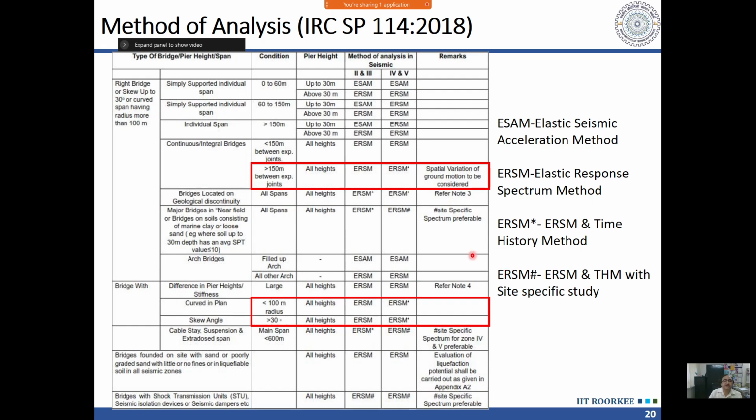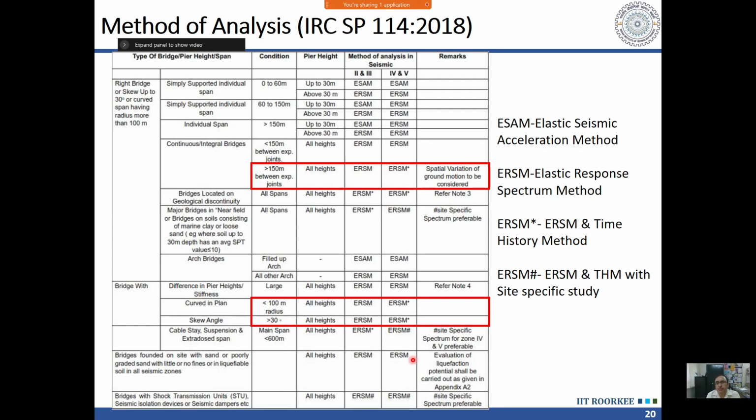And if there is a continuous bridge, then we have to go for either the mode superposition method using time history or the time history analysis. And if the bridge is curved, then we should go for time history analysis for two reasons. One reason is that in the case of a curved bridge, there are contributions of higher modes. If the bridge is curved or askew, then its geometry is different, and we will get contribution from higher modes.